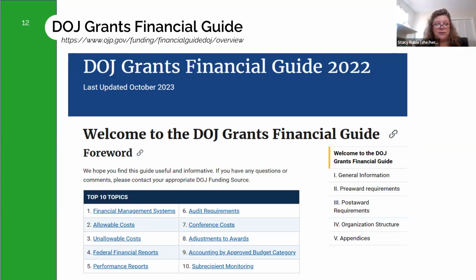And this is just an example of the DOJ Grants Financial Guide. I know it says 2022, but you can see they also say it was last updated in 2023. I don't know why they didn't just change the title of it to 2023. They didn't ask me. So you can see some of the topics that they have in there, and specifically when you're writing a budget, looking at those allowable and unallowable costs. And then you'll specifically see they also talk about conference costs. And so if you're going to plan on having a training or a conference, that's something you definitely want to look at because they're pretty specific on what's allowable and what isn't allowable in that section of the guide. Next slide.